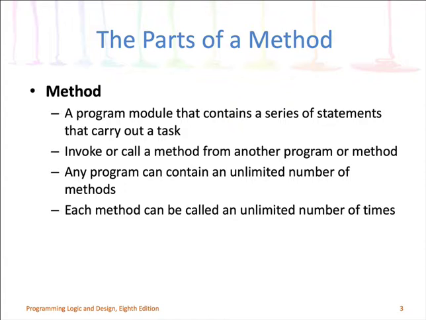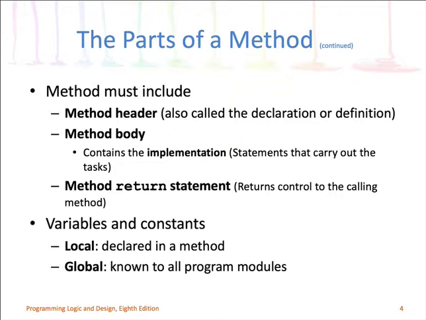They're chunks of code that we can call from within our program or possibly another program, and there is no limit on how many methods we can have, and there is no limit on how many times we can call those. Now, there are three things when we talk about a method that are required. We have something called the method header. It's also called a declaration or definition.